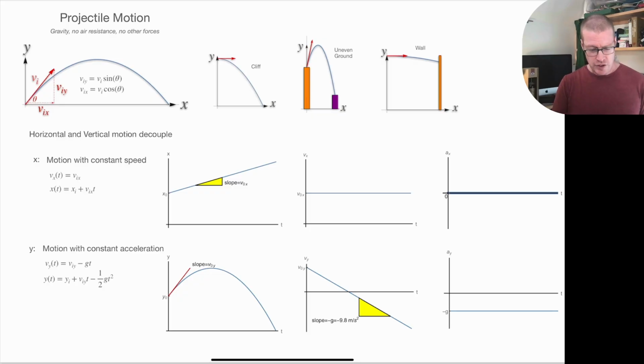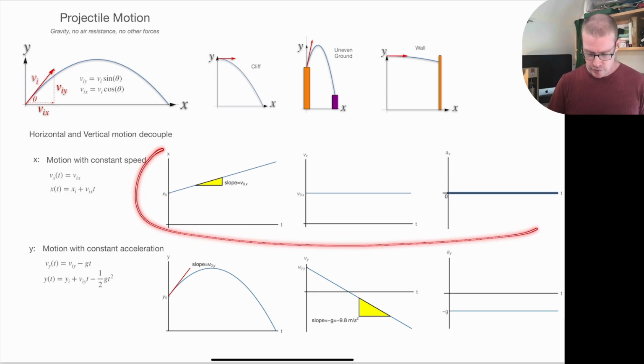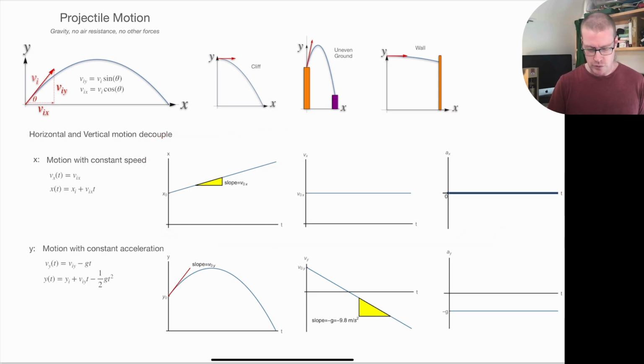And then in order to actually solve the problem, the concept is that horizontal and vertical motion decouple. And I wrote down the equations by which the horizontal and vertical motion are described, and the little graphs of what the position, velocity, and acceleration look like for those cases. Right? These graphs are really useful.